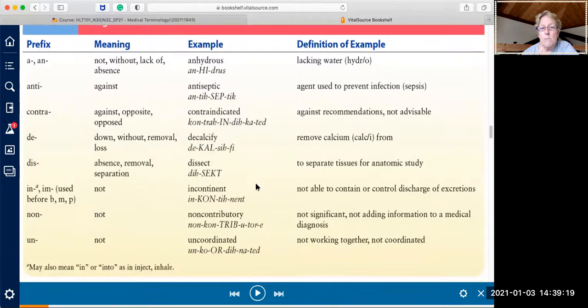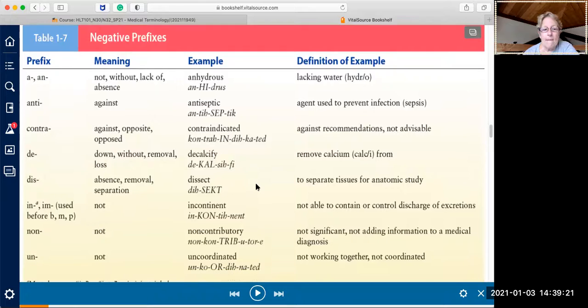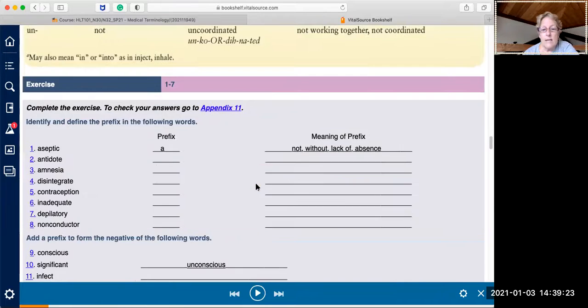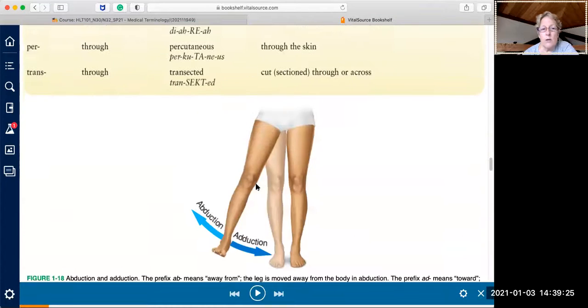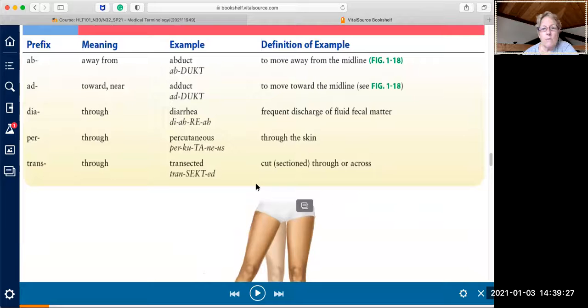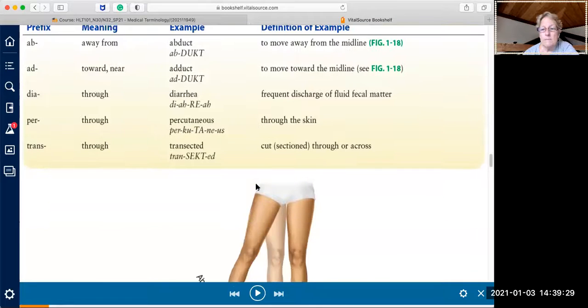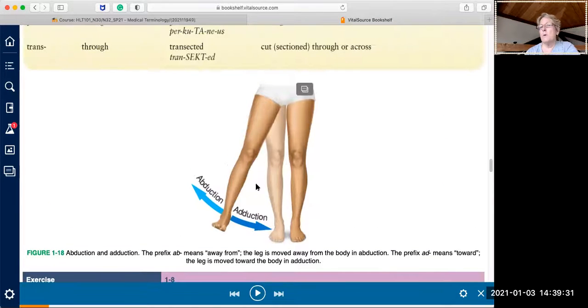So on negative prefixes, you have negatives. Then you're going to go through, and excuse me for going so fast here, direction. This we use a lot when you're talking about whether or not a body part is coming towards the body, away from the body. Are you abducting or adducting?